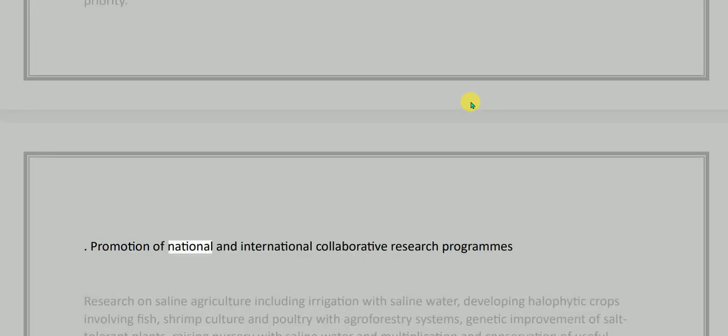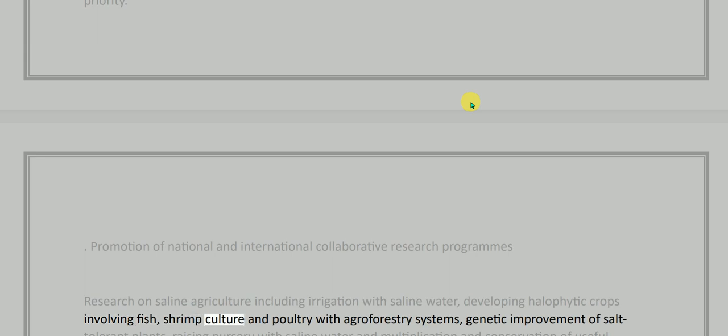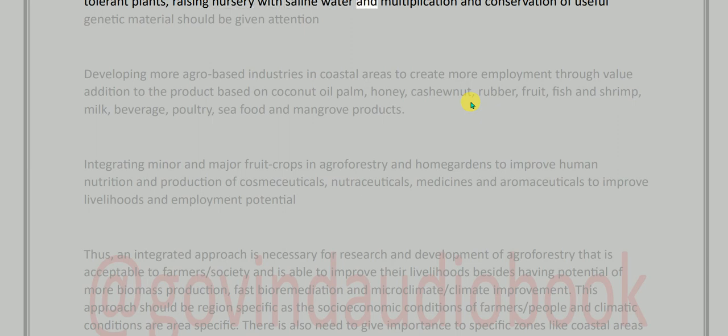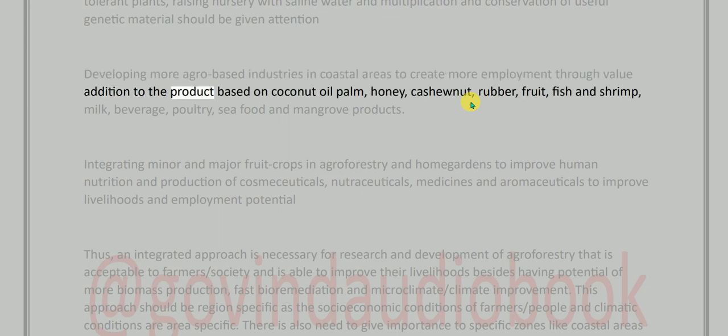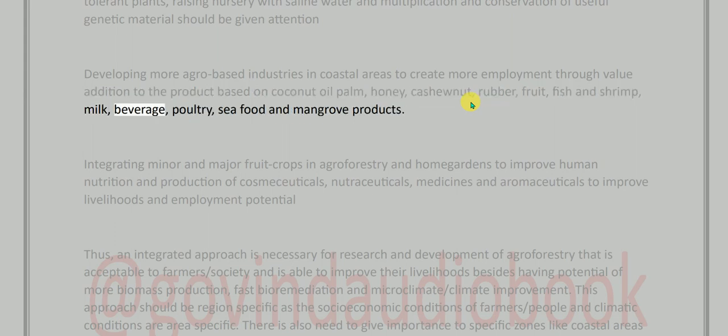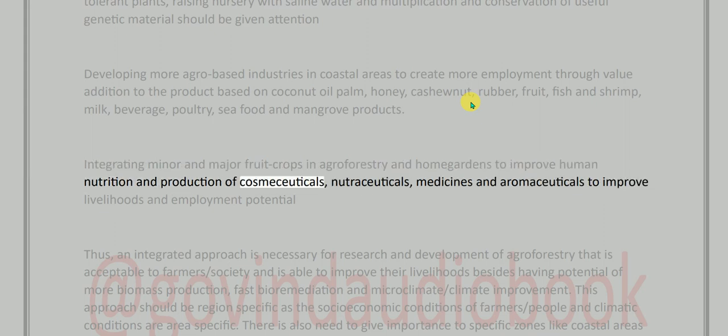Promotion of national and international collaborative research programs. Research on saline agriculture including irrigation with saline water, developing halophytic crops involving fish, shrimp culture and poultry with agroforestry systems, genetic improvement of salt-tolerant plants, raising nursery with saline water and multiplication and conservation of useful genetic material should be given attention. Developing more agro-based industries in coastal areas to create more employment through value addition to the products based on coconut oil, palm, honey, cashew nut, rubber, fruit, fish and shrimp, milk, beverage, poultry, seafood and mangrove products. Integrating minor and major fruit crops in agroforestry and home gardens to improve human nutrition and production of cosmeceuticals, nutraceuticals, medicines and aromaceuticals to improve livelihoods and employment potential.